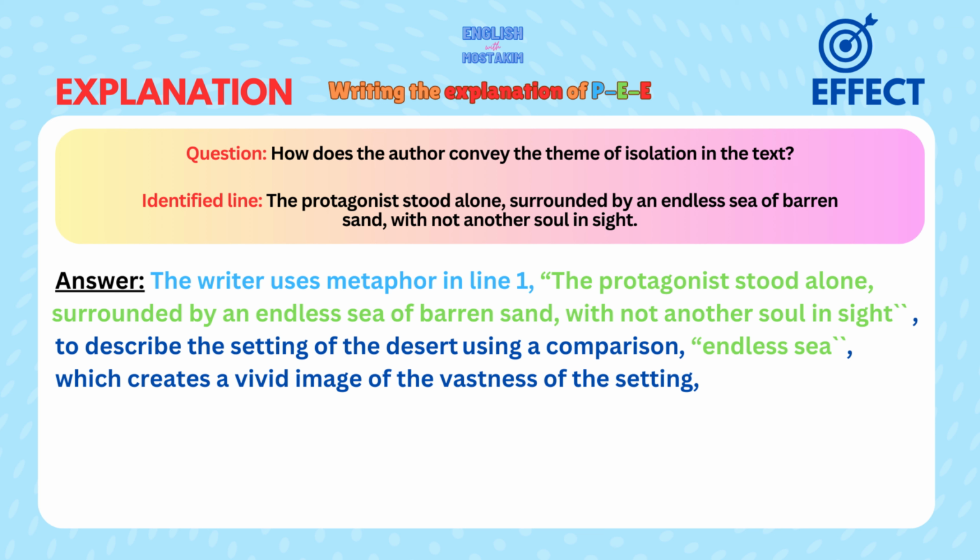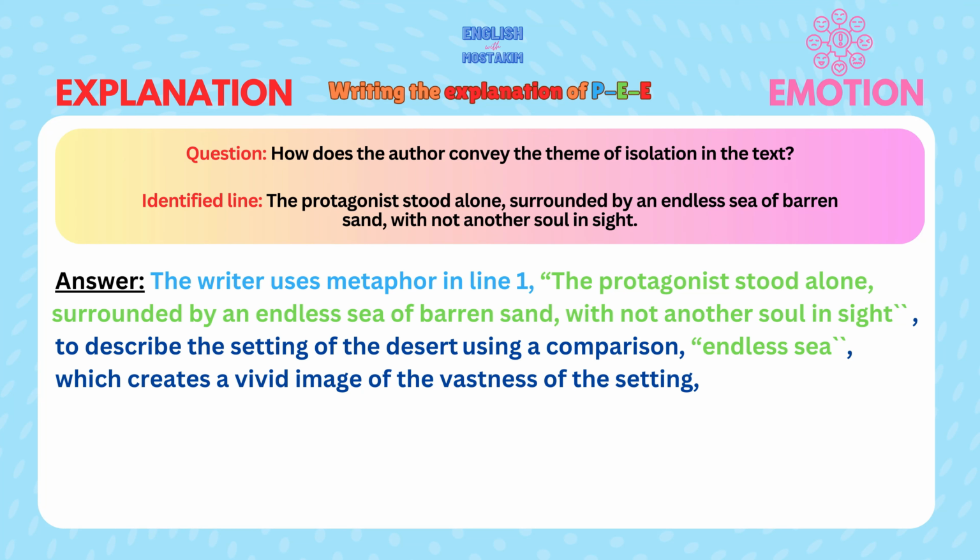After we have mentioned that a comparison was made, we are going to say what kind of an effect it provides to the readers. So it basically creates a vivid image of the vastness of the setting in the reader's mind, which we are going to write. So to describe the setting of the desert using a comparison, "endless sea", which creates a vivid image of the vastness of the setting. After that, we are going to move on to the emotion part of the explanation.